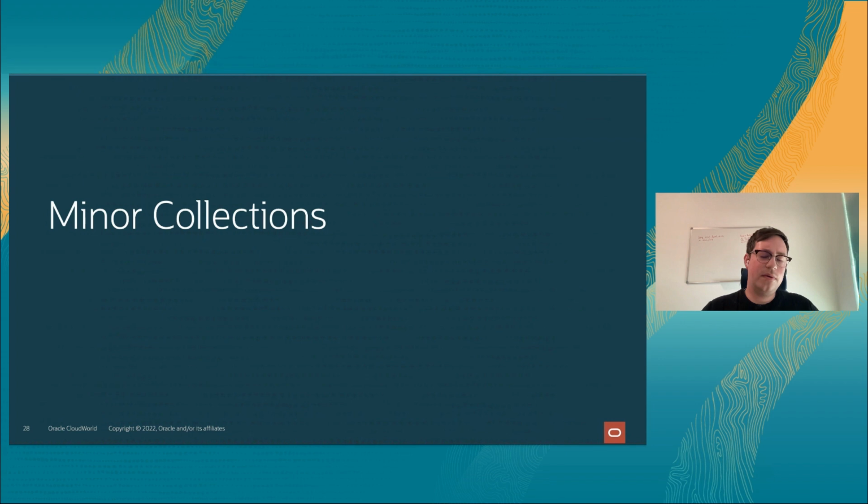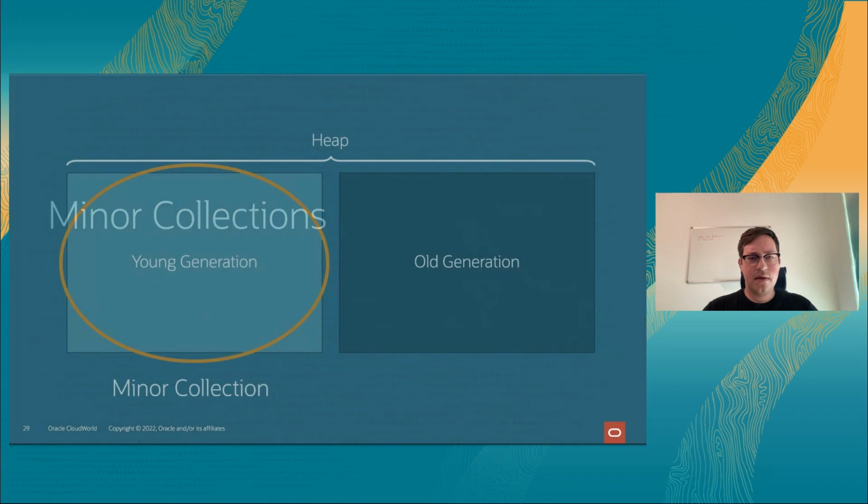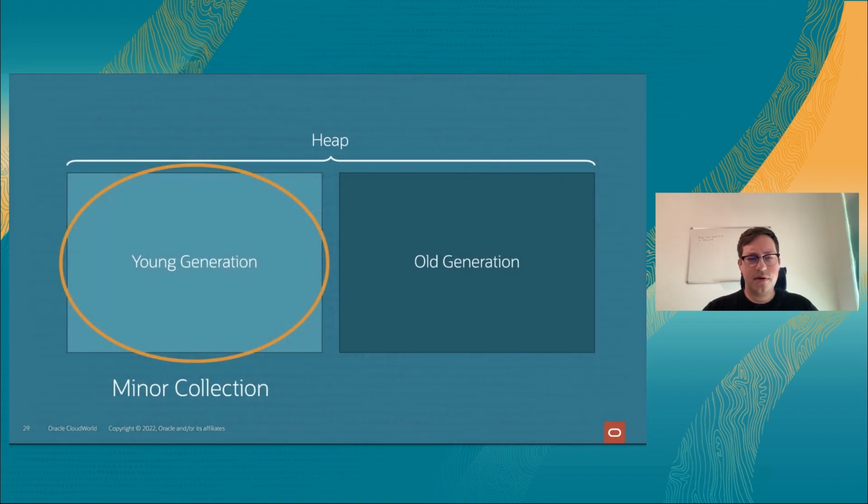The main way that the garbage collector is collecting garbage is through minor and major collections. If we start with the minor collection, the minor collection wants to collect garbage in the young generation only. So it's not going to trace through the old generation at all.